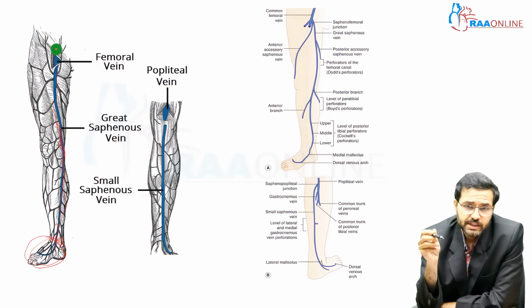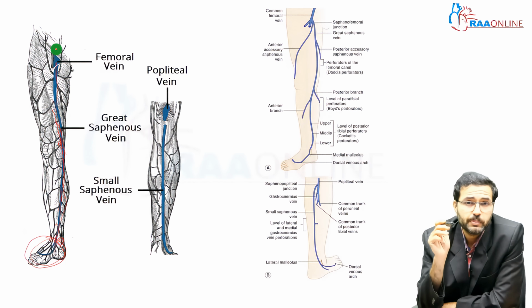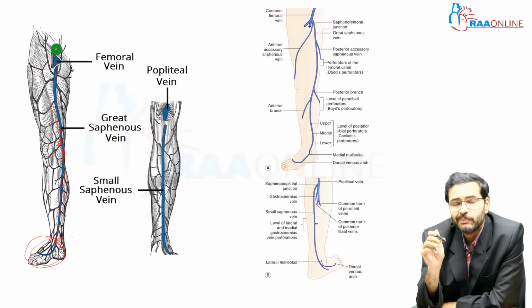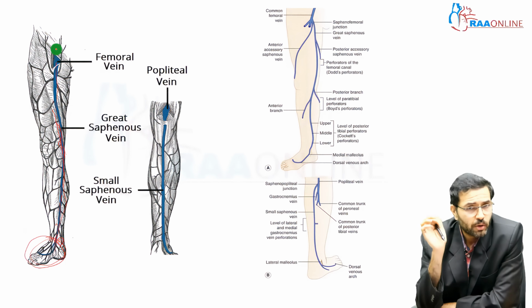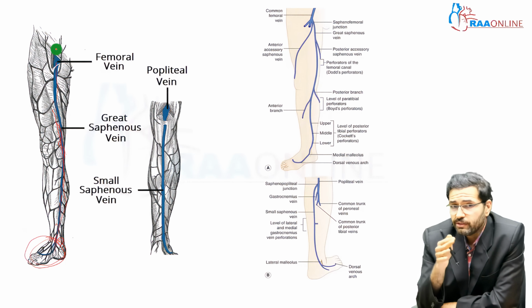The area where it drains into the femoral vein is called the saphenofemoral junction, and this saphenofemoral junction is located around 3.5 centimeters below and lateral to the pubic tubercle. All these landmarks are very important because they are necessary to identify the vein, not only to get an IV access but also in the treatment of varicose veins. So, this is the course of the great saphenous vein.